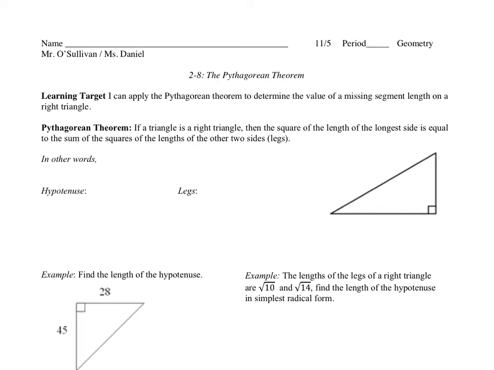Today's learning target is I can apply the Pythagorean Theorem to determine the value of a missing segment length on a right triangle. Just to give you a heads up, the Pythagorean Theorem only works on right triangles.